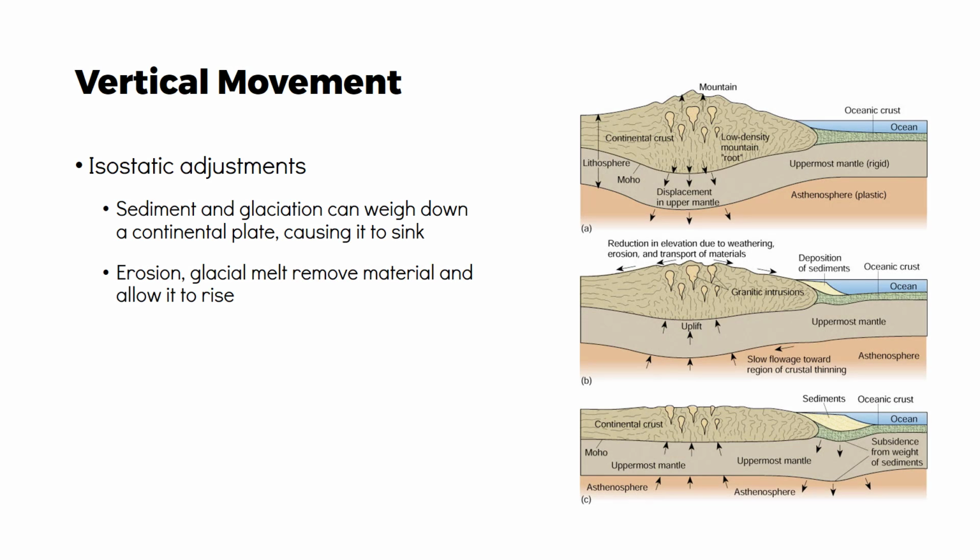The crust can also move vertically as it adjusts to weight added or removed from it. These are called isostatic adjustments. We noted earlier that continental plates are lighter than oceanic plates, but piles of sediment or the presence of glaciers can weigh it down, causing it to press down on the mantle. In the next video, we'll talk about how these plate movements create landforms.